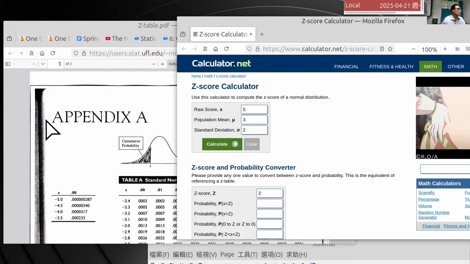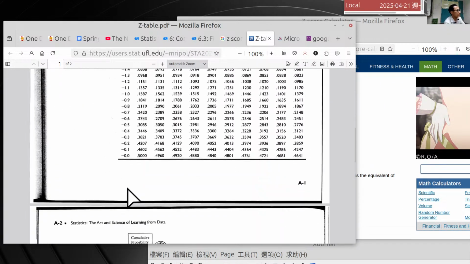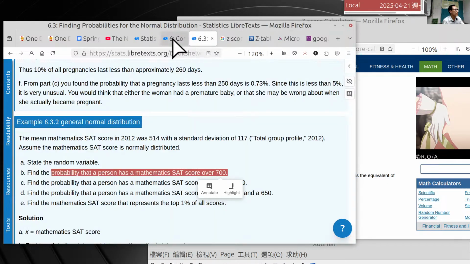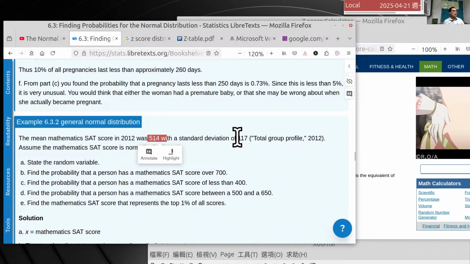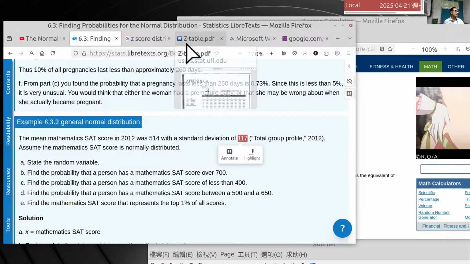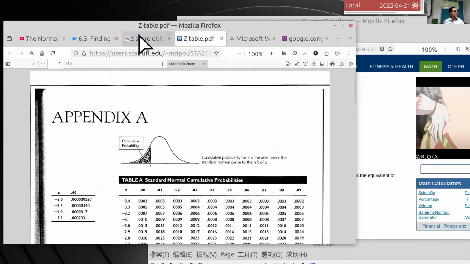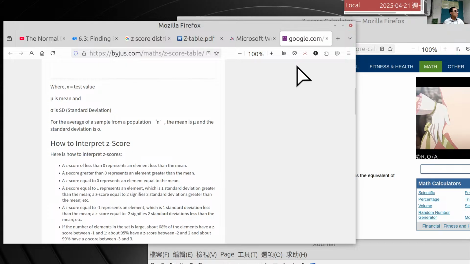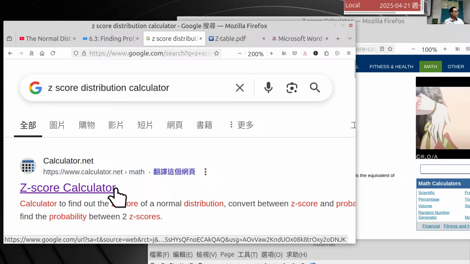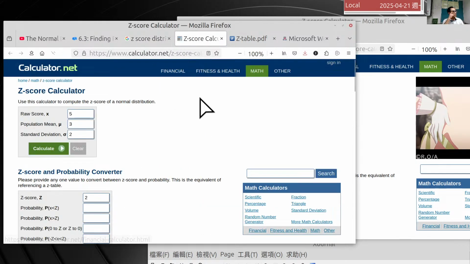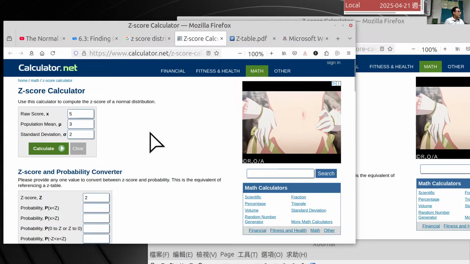Okay, let me show you how to do this one. Okay, there are two key numbers. The first one, 114. The second one, 117. Okay, let's copy and paste it here. 114, 117. This score calculator, okay.